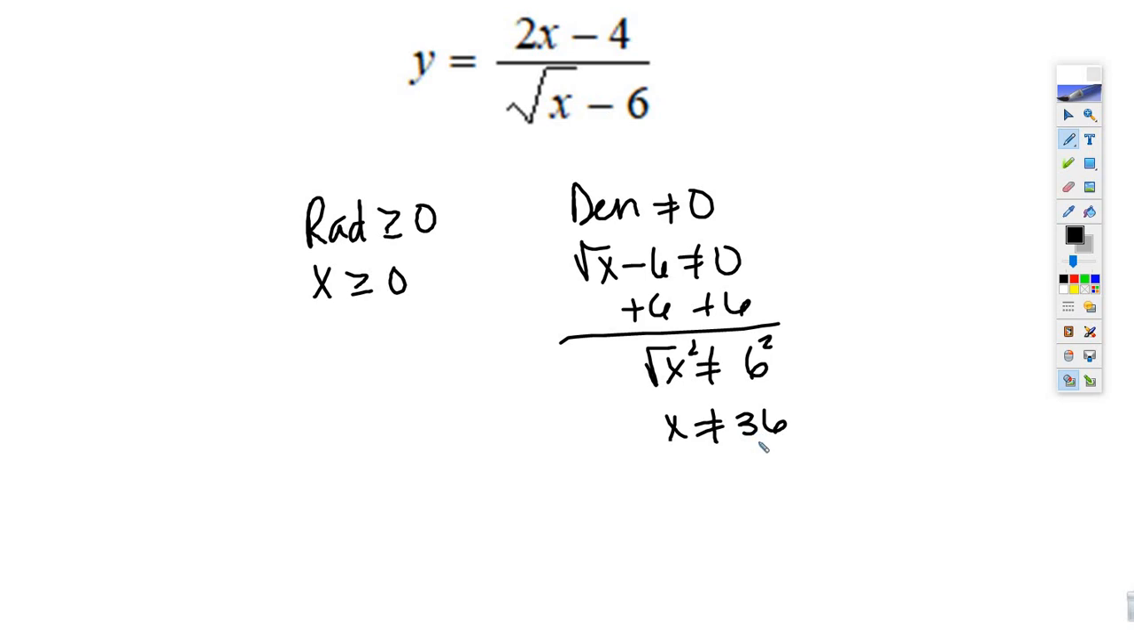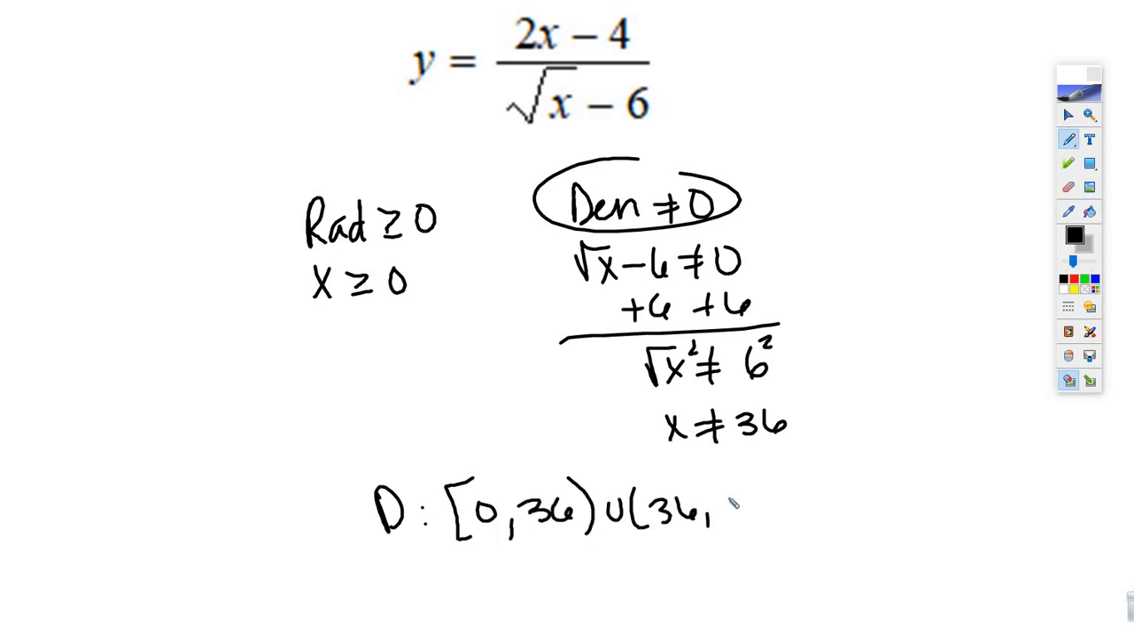So let's check the validity of our statement. If I sub 36 in, does it make the denominator 0? Well, the square root of 36 is 6, and 6 minus 6 is 0. So that's absolutely true. So I have the denominator is going to start with 0 because we've already said, based on our radical, our square root, that we can't go less than 0. So 0 to 36 union 36 to positive infinity. Okay?